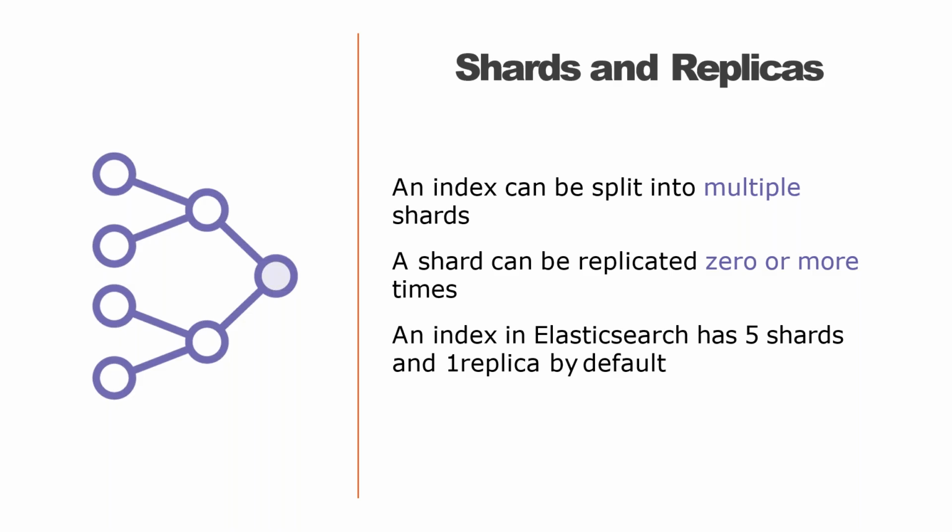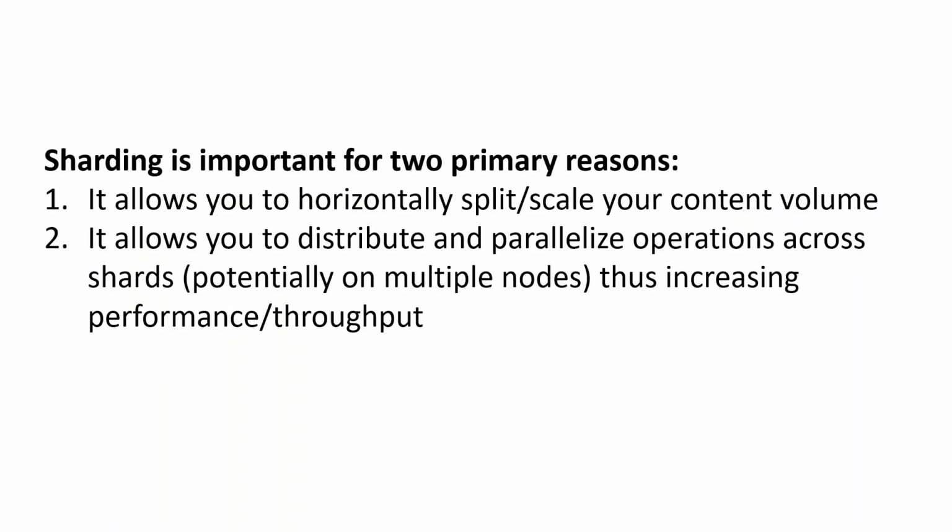An index can be split into multiple shards. A shard can be replicated zero or more times. An index in Elasticsearch has 5 shards and 1 replica by default. That's the default setting; you can increase or decrease. Sharding is important for 2 primary reasons. It allows you to horizontally split and scale your content volume. It allows you to distribute and parallelize operations across shards, potentially on multiple nodes, thus increasing performance and throughput.